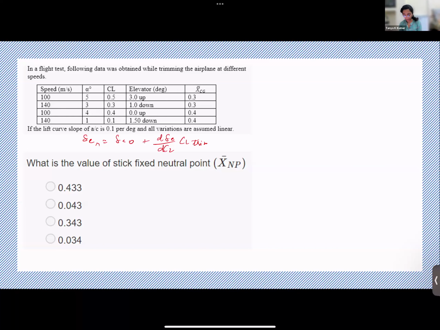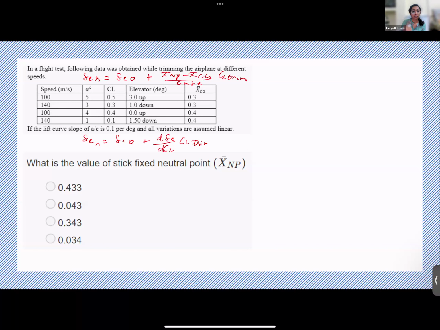So let's try doing this. We write the equation for each of those points. Now how do we get the x np part of it? If you expand this, let me write it here. Delta E required is delta E naught plus x bar np minus x bar cg by Cm delta E into CL trim. Now write this equation for each of those points and then try to find out x bar np.